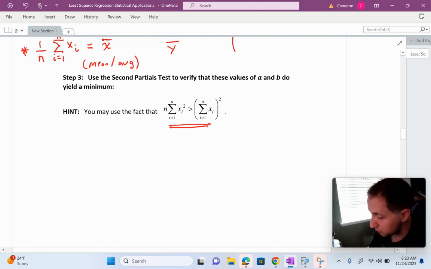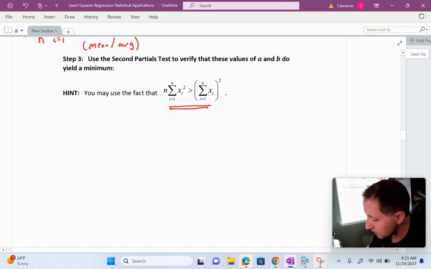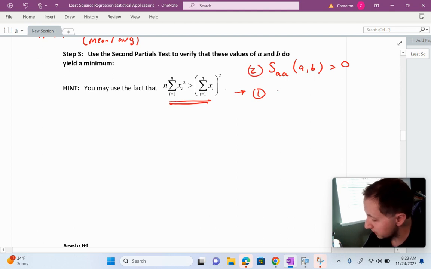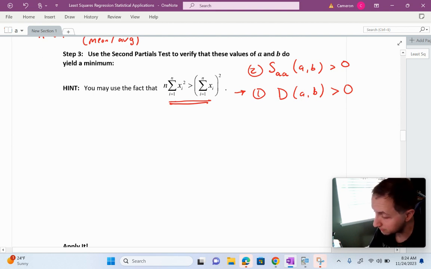So we've already found our critical points. We've already found our estimates for a and b. Now we need to actually confirm that, number one, in order for this to be a minimum, we would need s sub AA, the second derivative at AB, to be positive. But also, and we'd probably be calculating this first actually, so let me relabel these. I'm going to call this number 1 and this number 2. We would need to make sure that our Hessian, our d value at AB, is greater than 0. If the Hessian is greater than 0 and the second partial derivative of a, s sub AA, is greater than 0, then we know it's a minimum value.